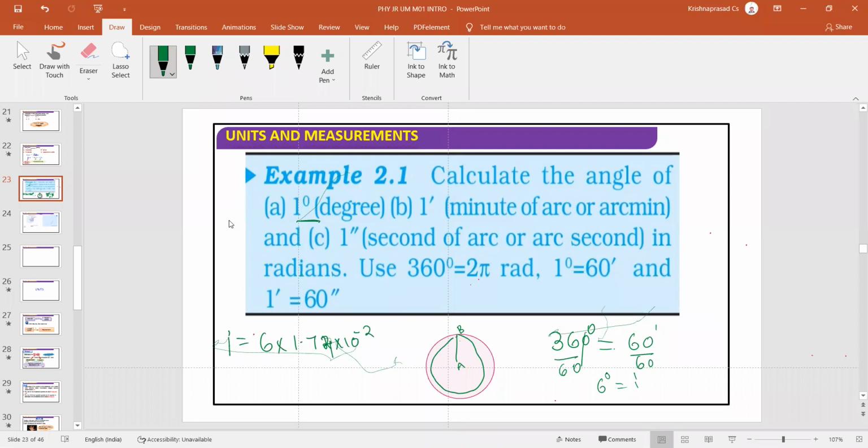In this question, what we need to find is: calculate the angle. You need to convert 1 degree into radians, 1 minute into radians, and 1 second into radians. Calculate the angle of 1 degree, 1 minute, and 1 second in radians.